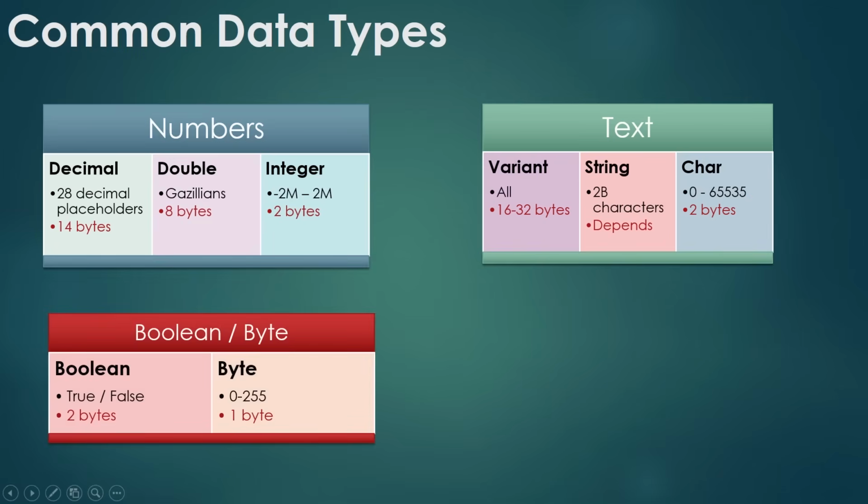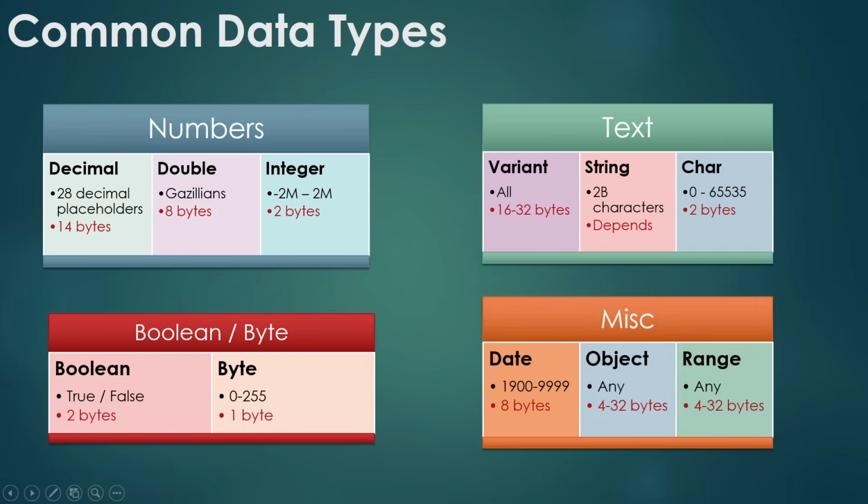We also have the Boolean and byte data types. Boolean only handles true or false, which makes it relatively small, only 2 bytes. And then we have the smallest of them all, the byte data type, which only takes up 1 byte and can only hold values from 0 to 255.